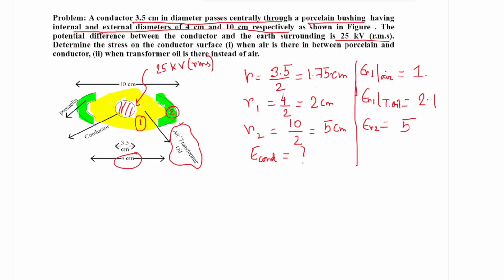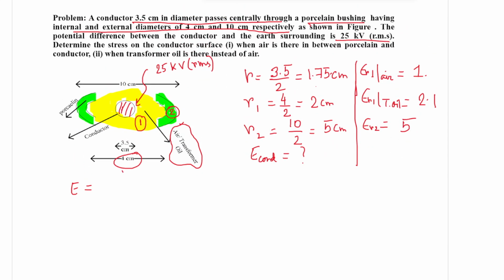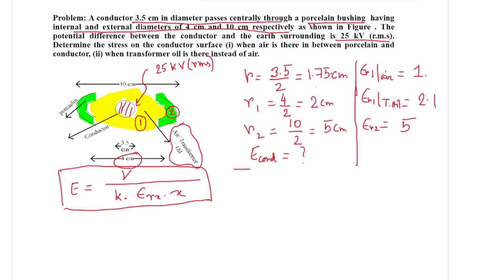So you know the relation E is equal to, from this expression you can evaluate V by K into epsilon Rx into X. That is the fundamental formula you have with you. Now let me first evaluate what K is.